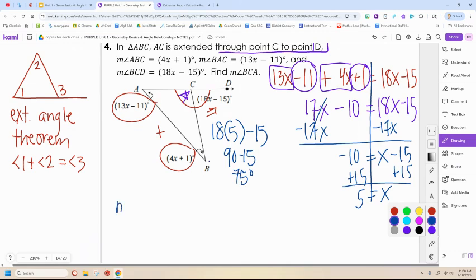So the measure of angle BCA is 180 minus the 75, which equals 105.